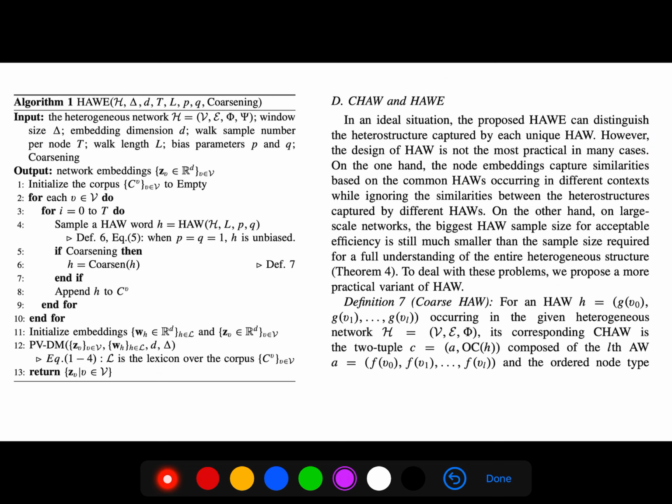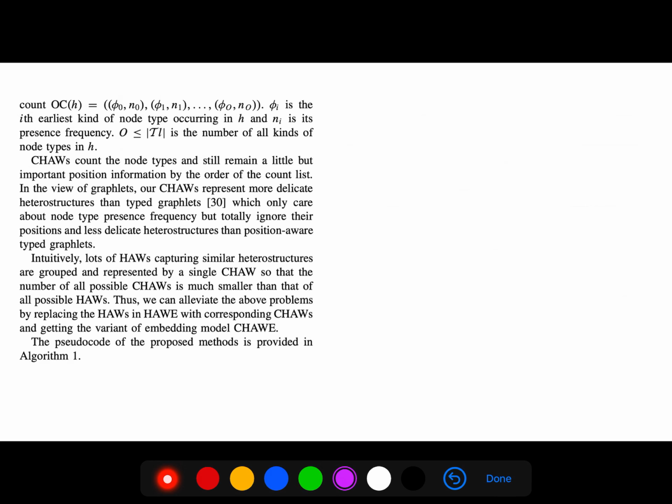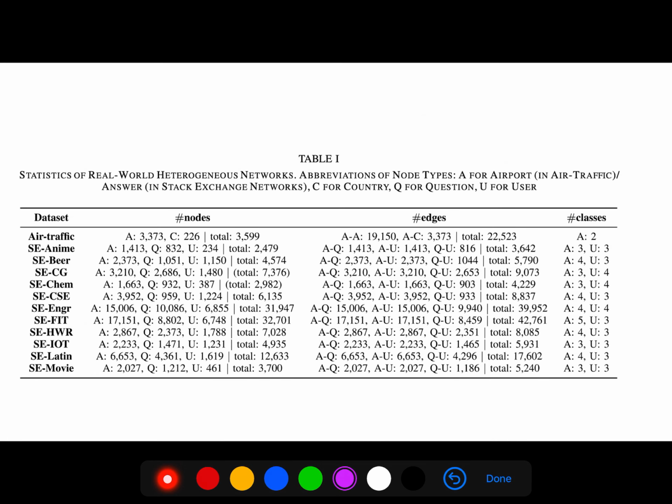And so here we sample a heterogeneous anonymous walk, but then if coarsening, then we coarsen that. Then finally we append it. So the same methodology that we used before. And they use it for these data sets, most of which have 3 or 4 classes. And here you see C is the country, Q is the question, U is the user. You see the number of classes and number of edges.